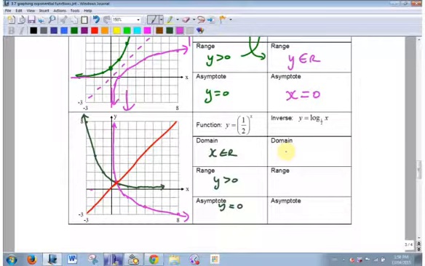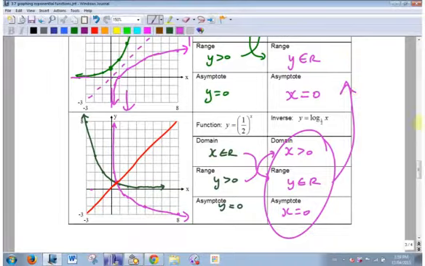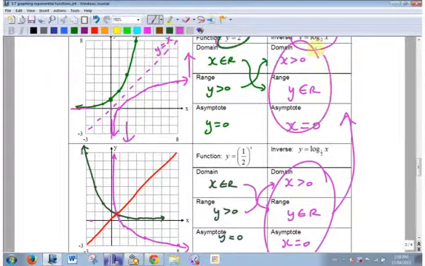Domain, range, asymptote, which is the same as that one, if you're scoring at home.